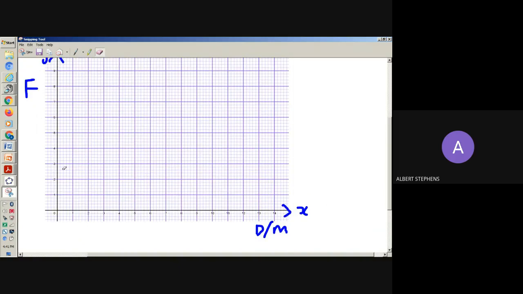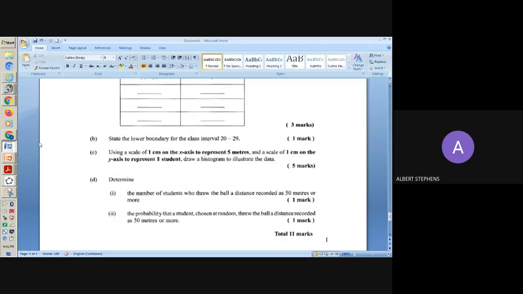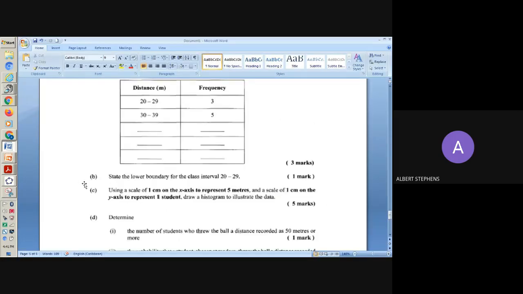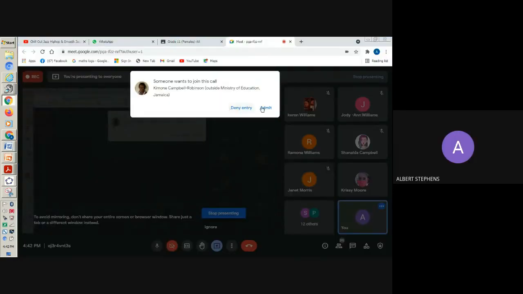What's the highest value for the frequency, by the way? The highest value is 8. Let's talk about the scale on the x-axis now.